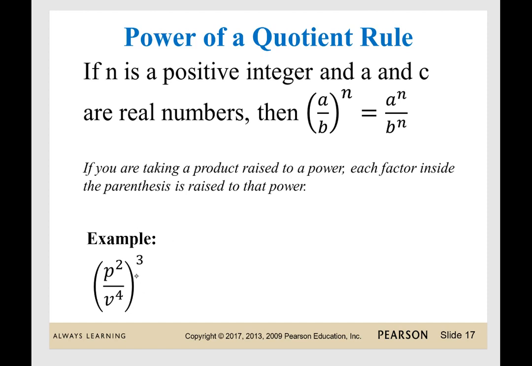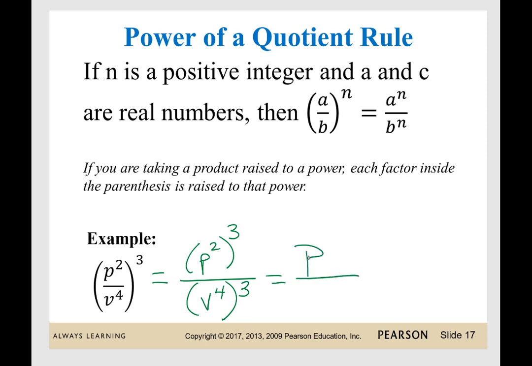So I have a short little example down here at the bottom. We are going to give the numerator and the denominator that cube. So the p squared in the numerator gets the cube, and the v to the 4th in the denominator gets the cube. So we're just going to clean that up using the generic power rule. We're going to keep the base, multiply our exponents. So you're going to get a p to the 6th in the numerator. And then in the denominator, again, keep your base, multiply your exponents. So there's my final answer: p to the 6th over v to the 12th.